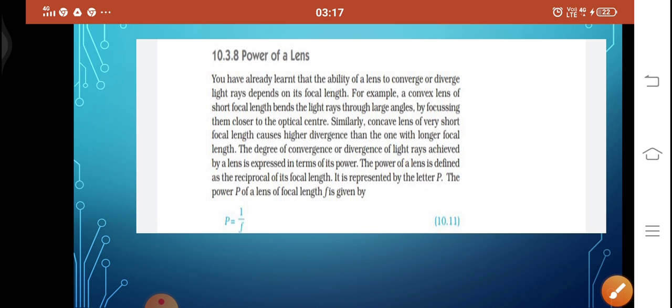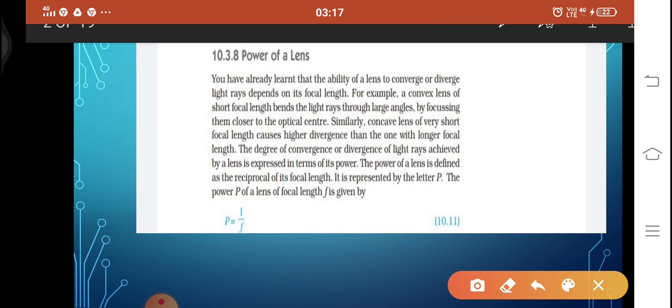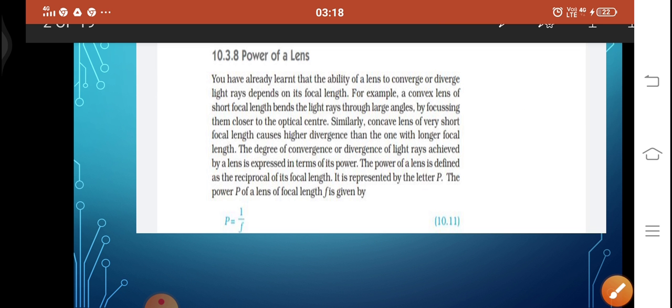So the power of lens is defined as power P equal to 1 upon f. If focal length is more, power will be less. And the focal length is measured in meter. Power is represented with letter P. So P equal to 1 by f. That is power.